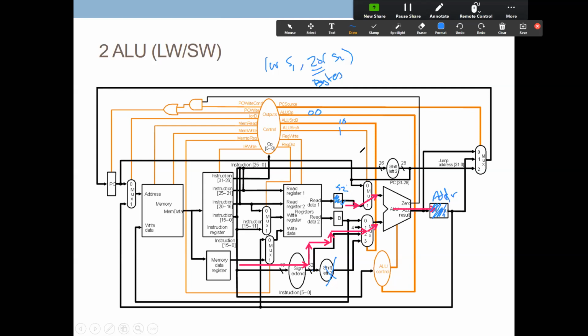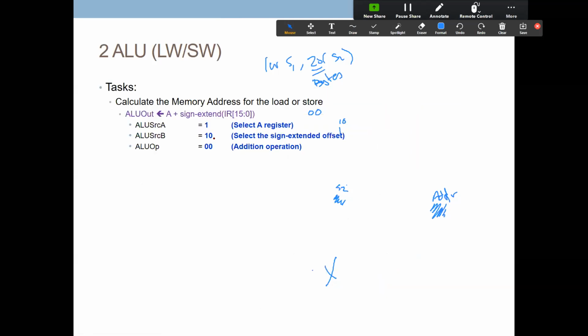Are we good? So let's check the control signals that we derived. All we need are ALU source B 1 0, ALU source A 1, and the ALU operation, which is 0 0. That's it.